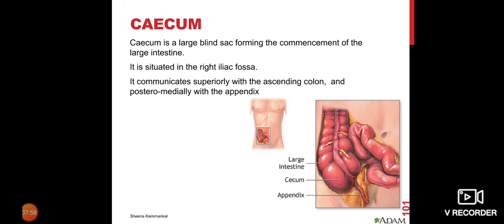Then we will see the first part, the cecum, which is a large blind sac forming the commencement of the large intestine. This is the beginning of the large intestine. It is situated in the right iliac fossa. It communicates superiorly with the ascending colon and medially with the appendix. Two structures are opening into the cecum. One is the appendix, the other is the ileum.